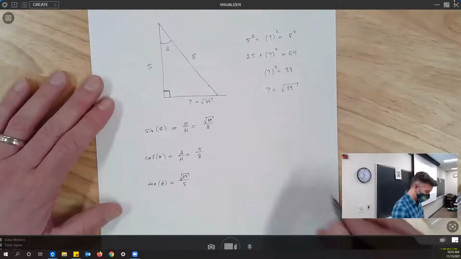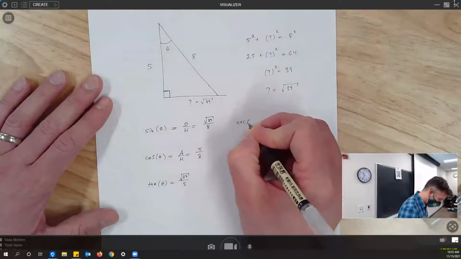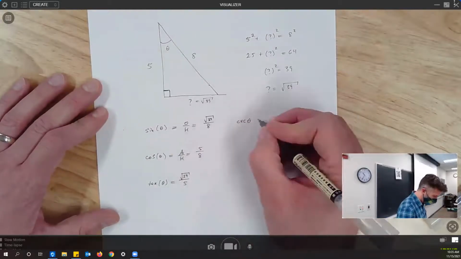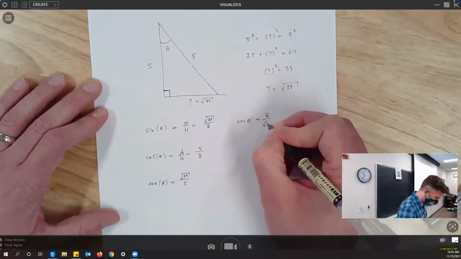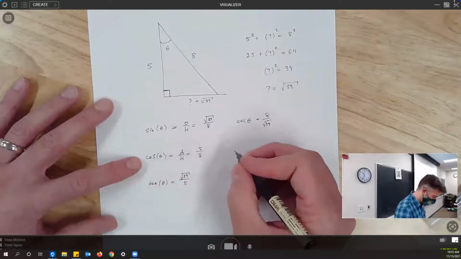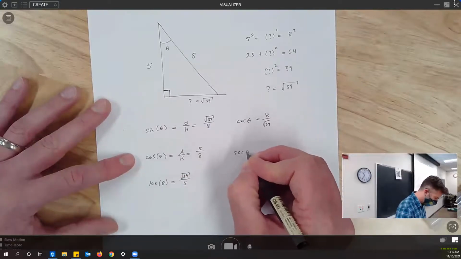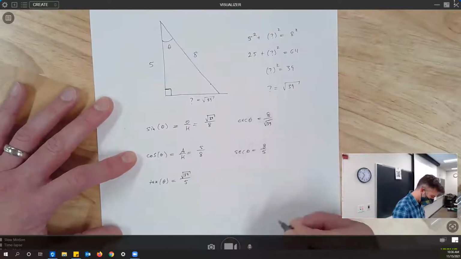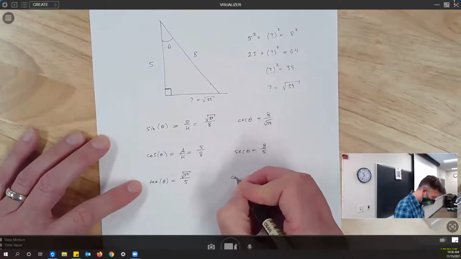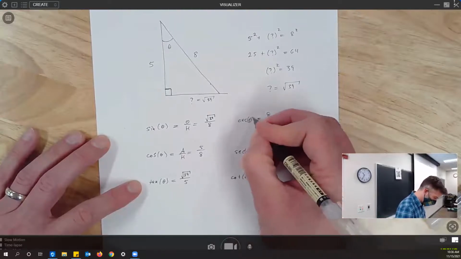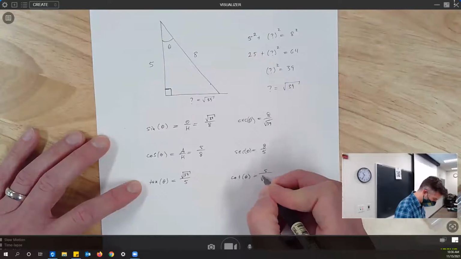And then the three reciprocals. I know cosecant is the reciprocal of sine. The reciprocal of root 39 over 8 is 8 over root 39. The reciprocal of cosine is secant of theta. And that's going to be 8 over 5. The reciprocal of tangent of theta is cotangent of theta. And that's going to be 5 over the square root of 39.